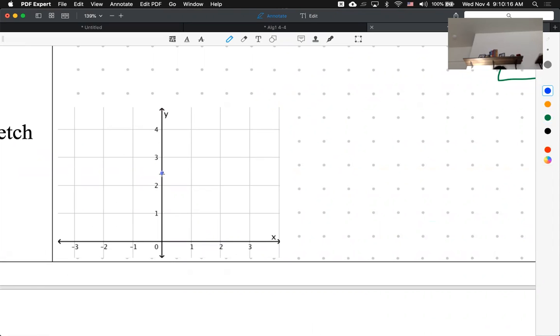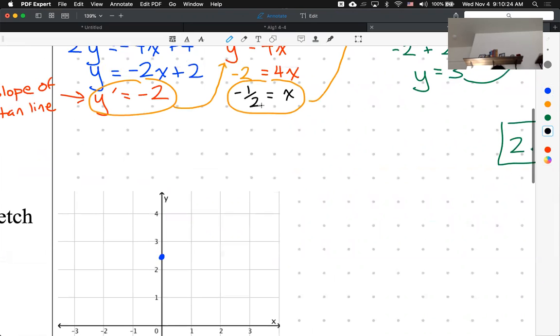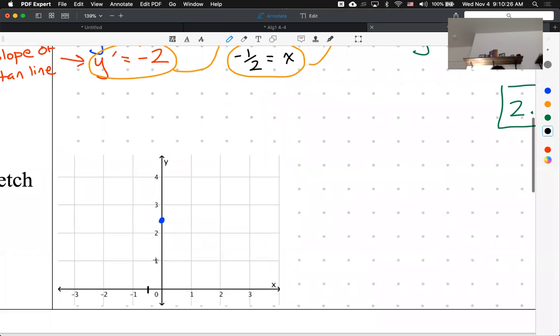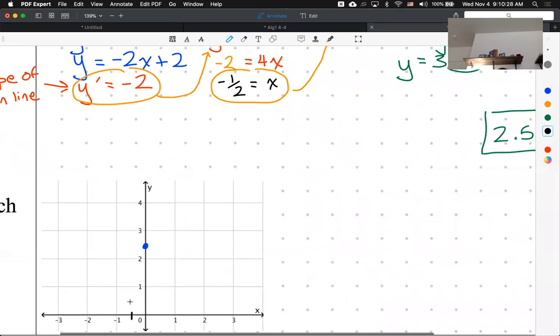So everyone can graph the point 2.5. That should be the vertex of our parabola. And we also had the point that was actually on our graph. What was it? x was -1/2, and the y-coordinate was 3, so -1/2, 3. So this is a point that was on both of the graphs.